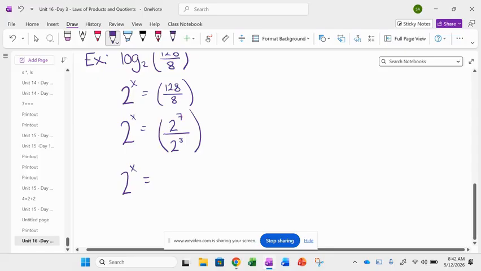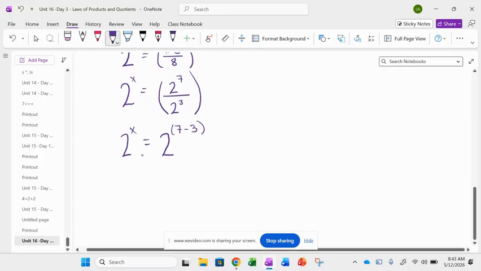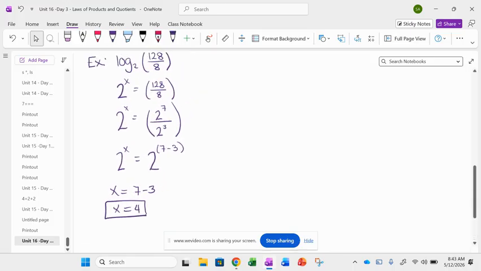And now, when we're dividing with the same base, we keep our base and do what with the exponents? When we're dividing exponential expressions, subtract them. So this is 2 raised to the 7 minus 3 power. So do we agree? Since our base is the same, I can now say x is equal to 7 minus 3, which is 4. Okay. Sure. Yeah. All right.